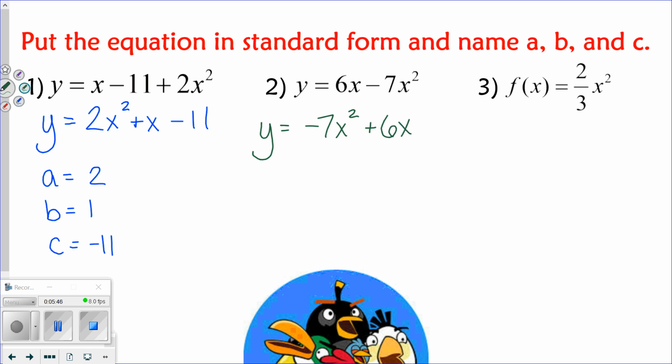Good. What's your A? Your B? And your C. Good. What about number 3?